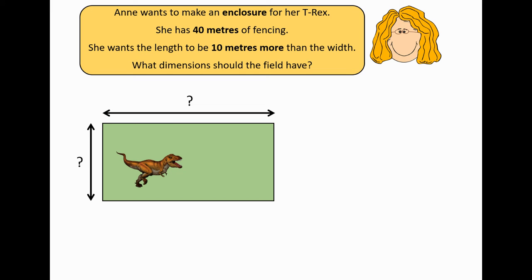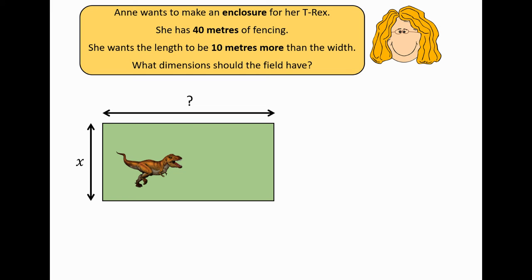She has 40 meters of fencing. So in total, she has only 40 meters. She wants the length to be 10 meters more than the width. Again, do we know what the width is? We don't know what the width is. So we can label the width of this rectangle as x. Again, you can use any variable that you want. But here again, let's just use x.